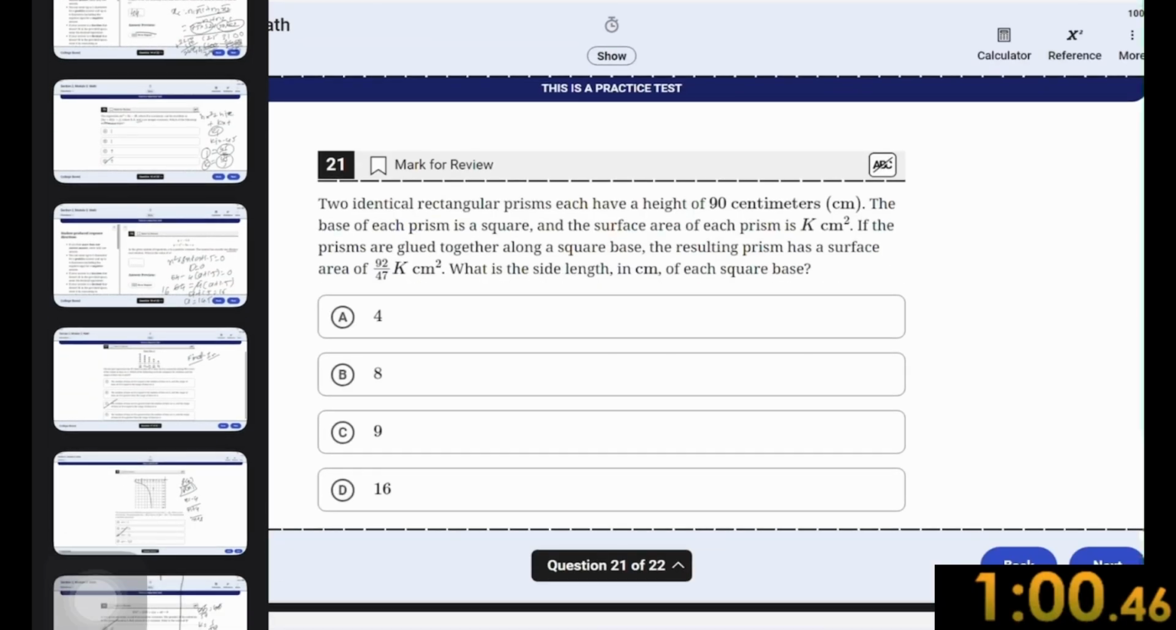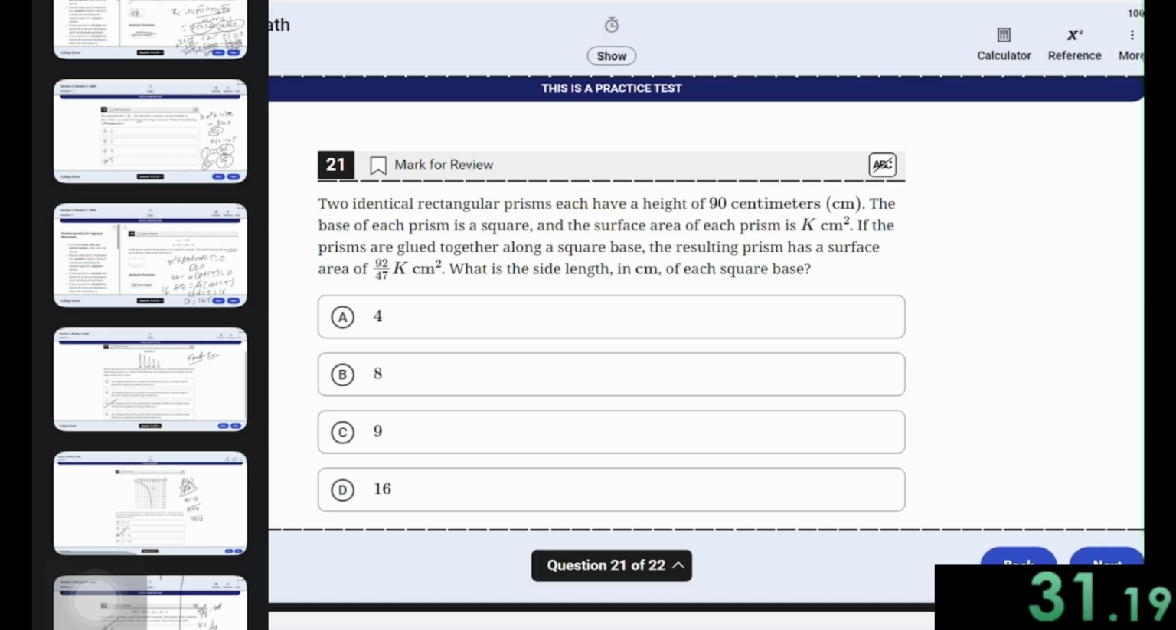Okay, next one. Two identical rectangular prisms each have a height of 90 centimeters. The base of each prism is a square, and the surface area of each prism is k centimeter square. If the prisms are glued together along a square base, the resulting prism has a surface area of 92 by 47 k centimeter square. What is the side length in centimeters of each square base? To solve this, we need to imagine two rectangular prisms with a square base.